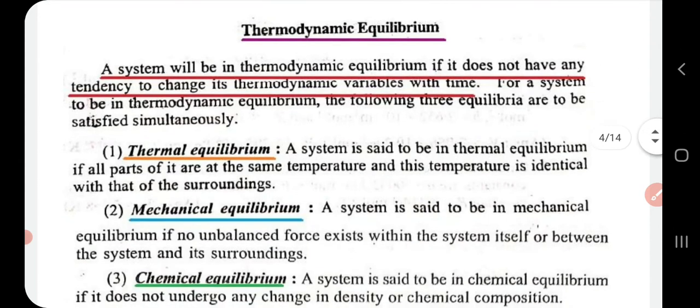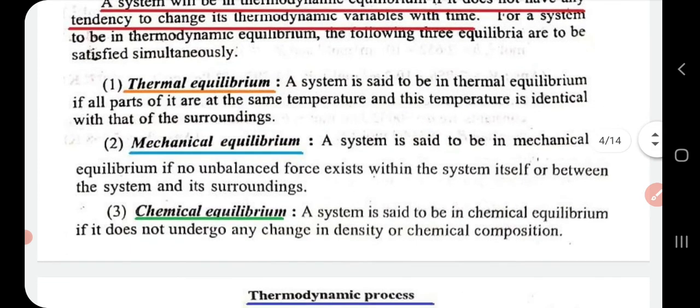Now, thermodynamic equilibrium. A system is said to be in thermodynamic equilibrium if it does not have any tendency to change its thermodynamic variables with time. Thermodynamic variables we have already discussed, which are they? Temperature, pressure, and volume. Now, for a system to be in thermodynamic equilibrium, the following three equilibria are to be satisfied simultaneously, which are they?